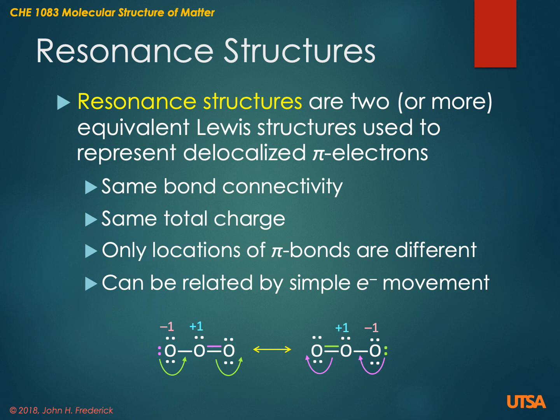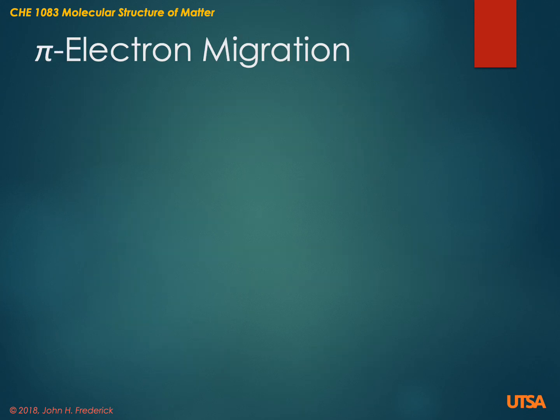I'm not going to ask you to know how to move these electrons, but I want you to appreciate that these connections can be made, and that in fact this is one way to identify whether or not you have a legitimate set of resonance structures. Can you do a bond and electron movement like this that connects the different structures?